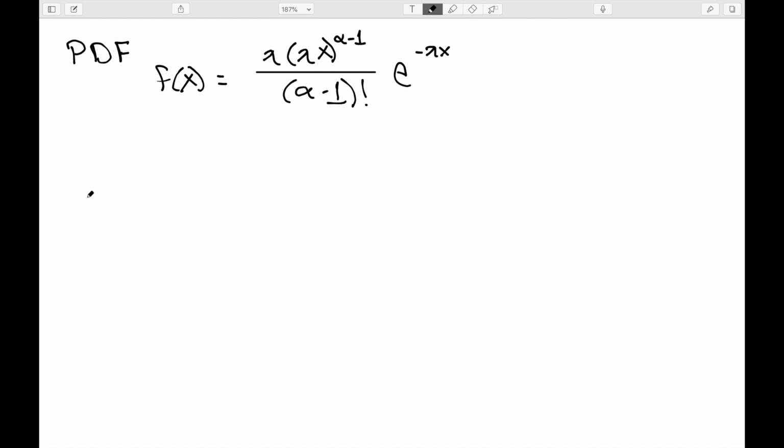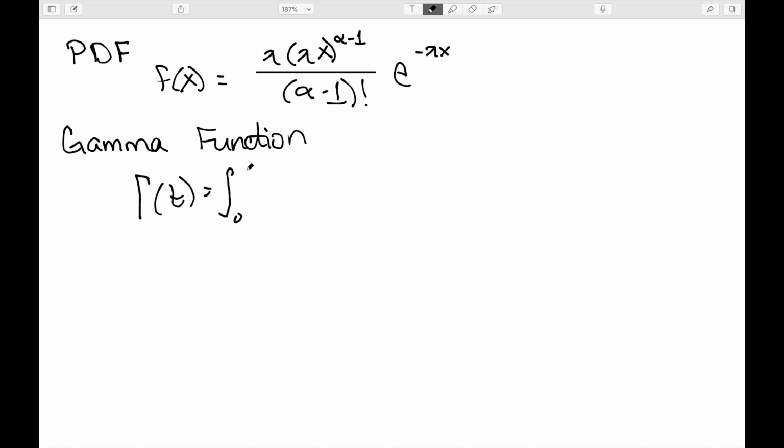So before I talk about the mean and the variance, I want to take a closer look at the gamma distribution, and also something very related, called the gamma function. The gamma function is denoted by a capital gamma of t. It's given by the integral from 0 to infinity of y^(t minus 1) e^(-y) dy for t greater than 0.